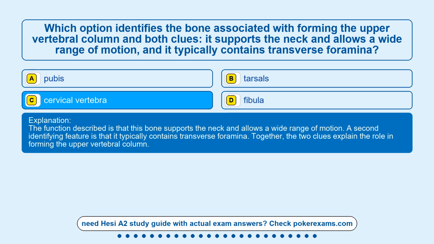The function described is that this bone supports the neck and allows a wide range of motion. A second identifying feature is that it typically contains transverse foramina. Together, the two clues explain the role in forming the upper vertebral column.